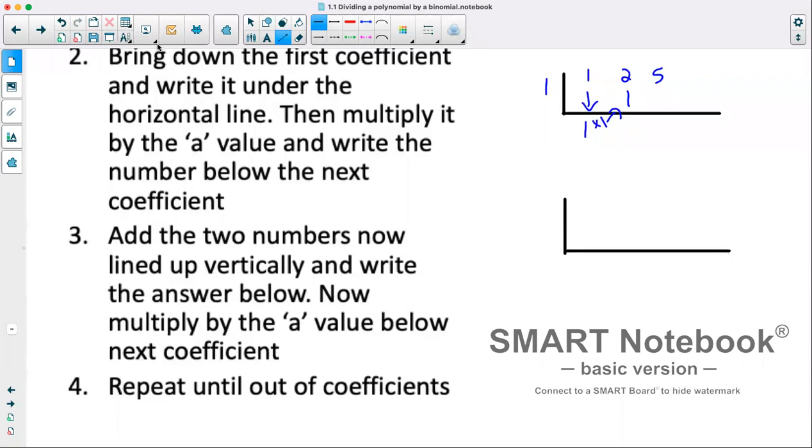So once again, copy out what I have here. So I have 1, 1, 2, 5. I brought down the 1 here. I've already multiplied this by 1, which gives me 1 here. Our next step is to add these two that are in the same column. So 2 plus 1 is 3. And then we multiply it by this a value again. So times 1, which gives us 3 here.